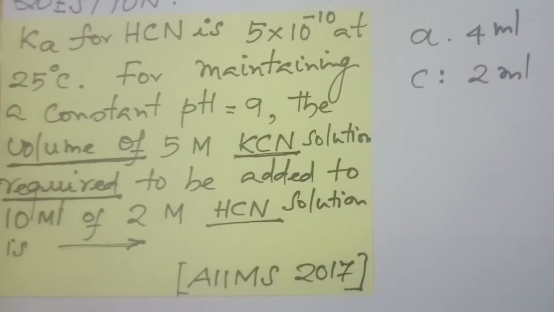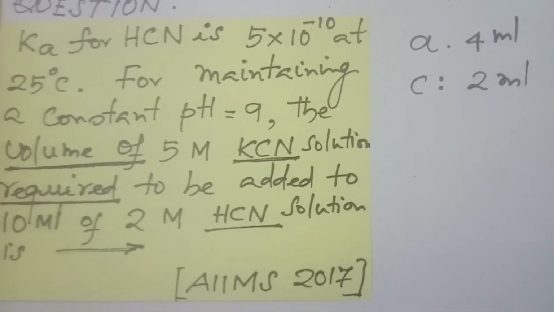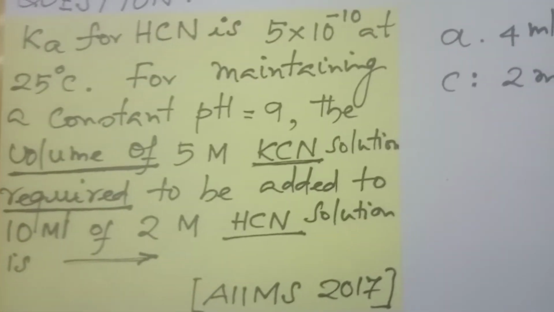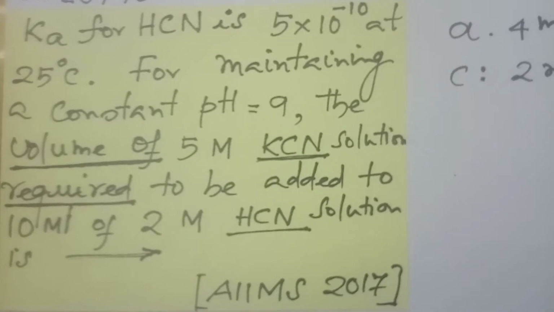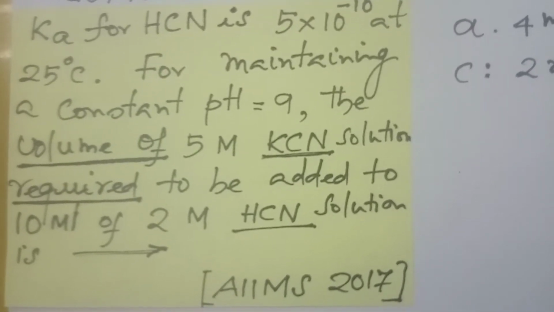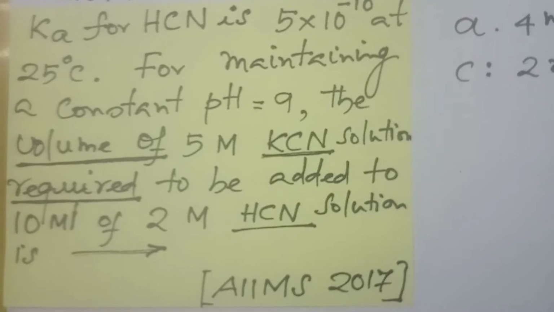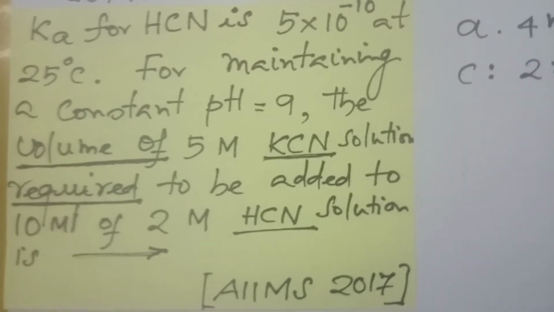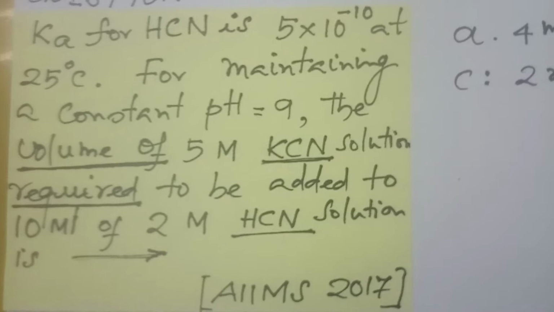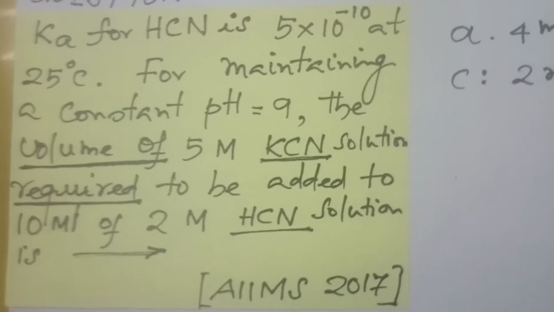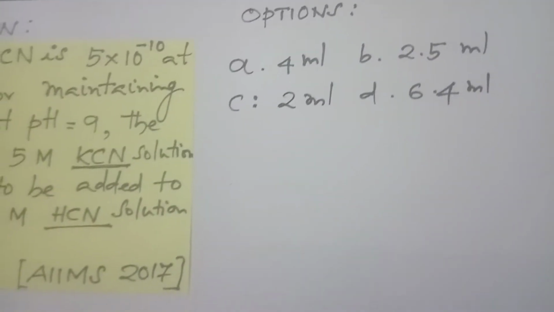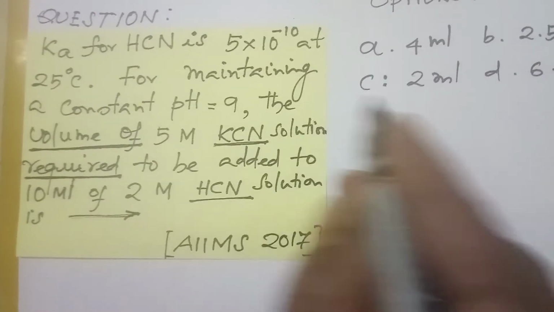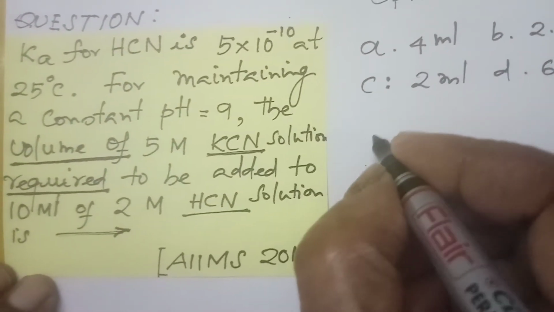Question: Ka for hydrogen cyanide is 5 into 10 power minus 10 at 25 degrees centigrade. For maintaining a constant pH equal to 9, the volume of 5M potassium cyanide solution required to be added to 10 ml of 2N hydrogen cyanide solution is? Options are available in ml. This is an AIIMS 2017 question.